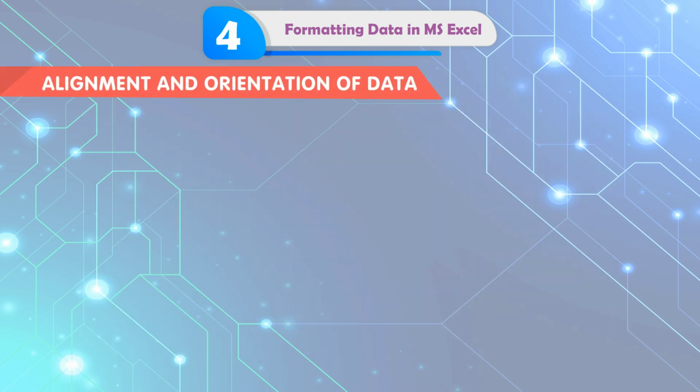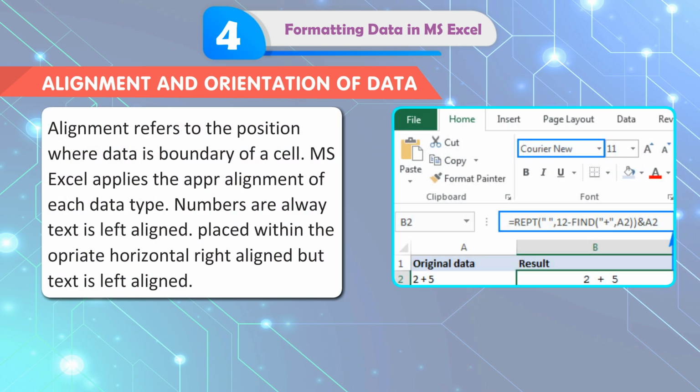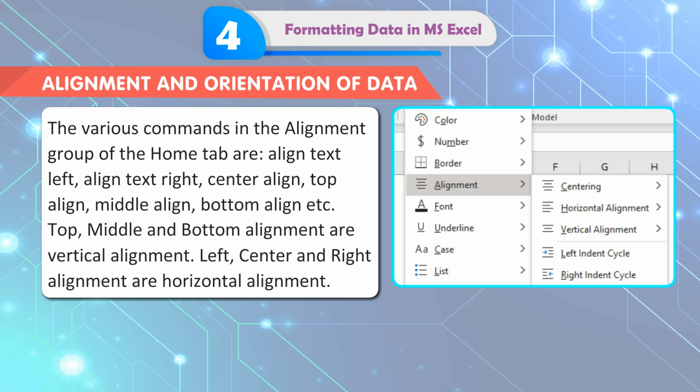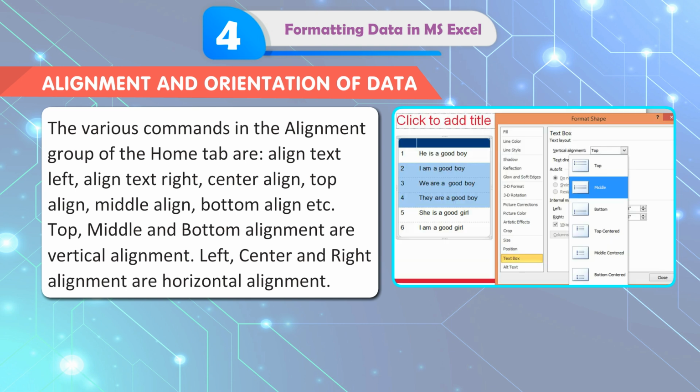Alignment and orientation of data. Alignment refers to the position where data is placed within the boundary of a cell. MS Excel applies the appropriate horizontal alignment to each data type. Numbers are always right aligned, but text is left aligned. The various commands in the Alignment group of the Home tab are Align Text Left, Align Text Right, Center Align, Top Align, Middle Align, Bottom Align, etc. Top, middle and bottom alignment are vertical alignment. Left, center and right alignment are horizontal alignment.